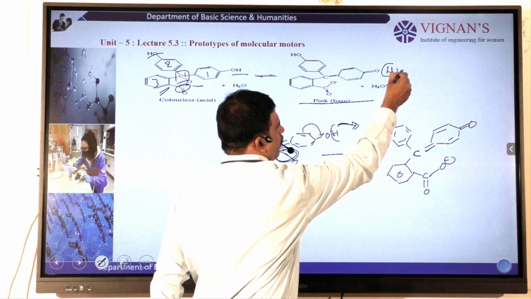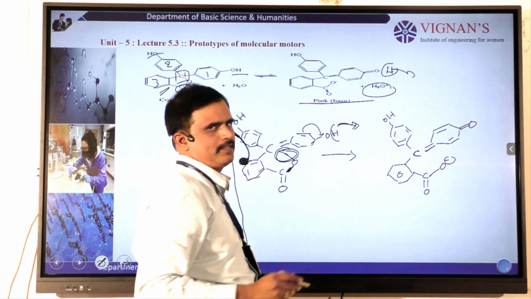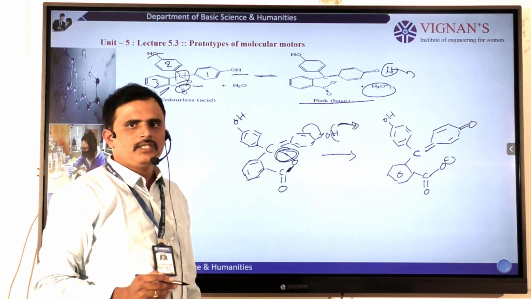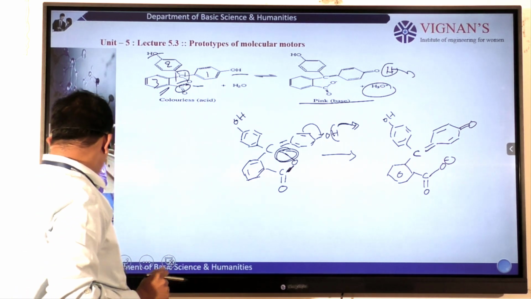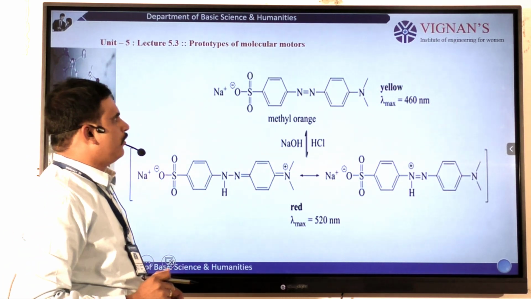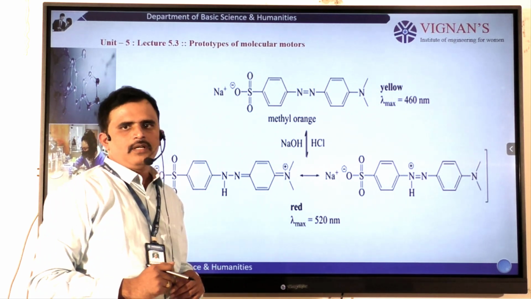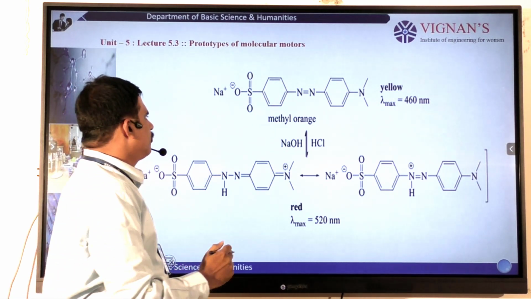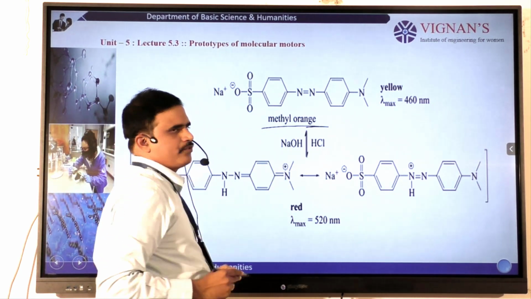This hydrogen is removed outside and forms H3O plus. So in this way we can draw this phenolphthalein structure. And now coming to the next example, this is the example of an acid indicator. Here we consider methyl orange as an example.